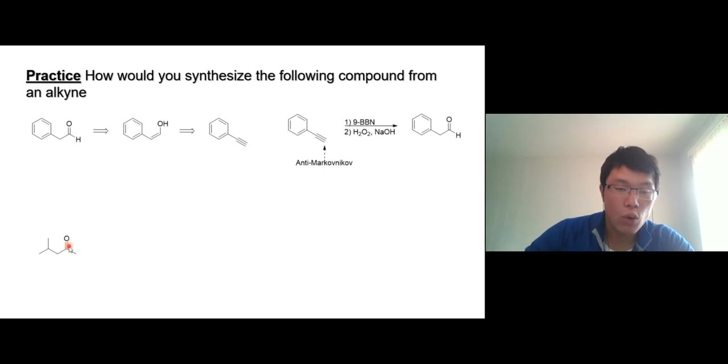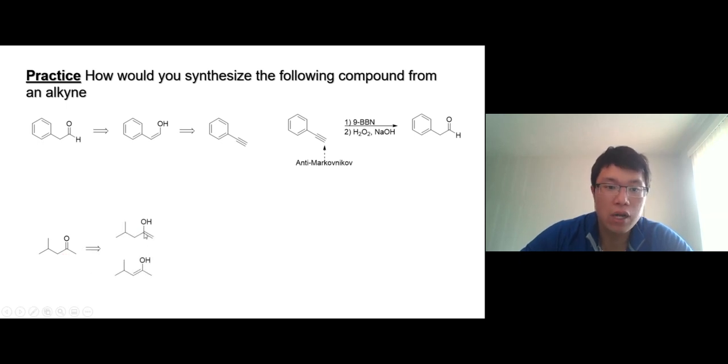So this is a ketone. The only reaction that can make a ketone is hydration of an alkyne with Markovnikov orientation, so use the mercury, basically. Can you see this as an alkyne? If you can, let's do an enol first. An enol should look something like this. That's an enol. The double bond could be on the right side or on the left side, so you've got two options there.